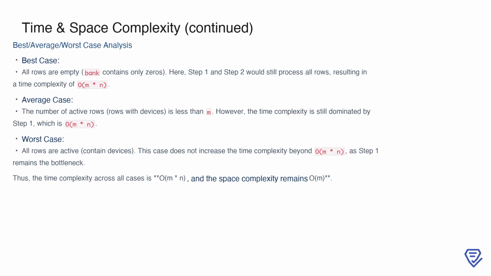This is because step 1 remains the bottleneck regardless of the number of active rows. Across all cases, the space complexity is consistently m, as it is determined by the storage of the row_device_counts and active_device_counts lists. Thus, the algorithm is both time efficient and space efficient, providing an optimized solution for this problem.